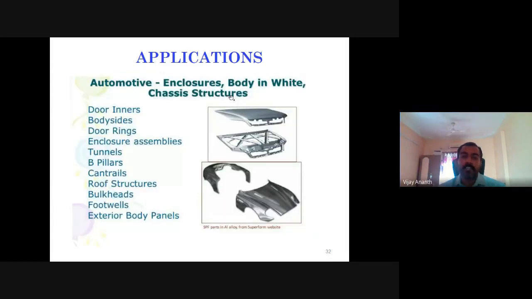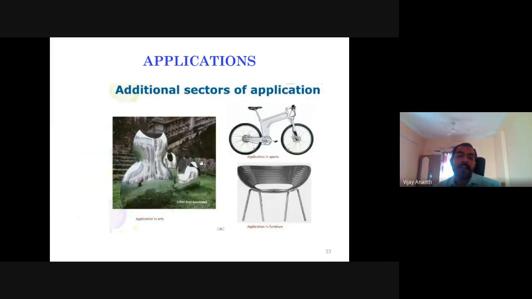And then in the automobile industry: door inners, body sides, door inner rings, tunnel pinners, and then the structures. Total structures also can be formed through superplastic forming, as well as the exterior body. Exterior body components are also formed through superplastic forming. Foot walls, where they are replacing the foot spaces, that space also can be made through the superplastic forming process.